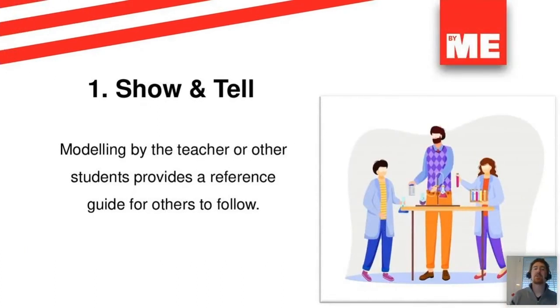Modeling by the teacher or even other students can provide a reference guide for others to follow. So if we look at this example, we have the teacher, first of all, doing the experiment. The students are assisting, the students are observing. Now, this is the reference point for the students. So they can see the expert, what they're doing, and then they use this as a reference guide to follow so they themselves can also complete it.